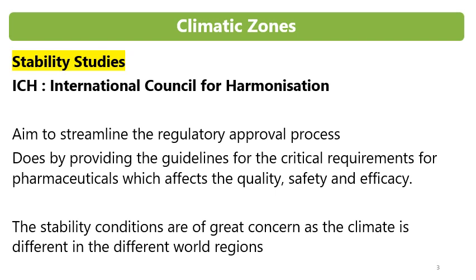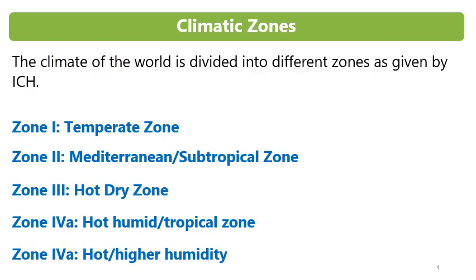So if the product is developed for some countries considering the climatic or environmental conditions of that country, then the product may or may not be stable in the climatic conditions of other countries. So for developing a global product, the climatic zones are required to be understood in detail, and based on those, the stability studies are to be performed.